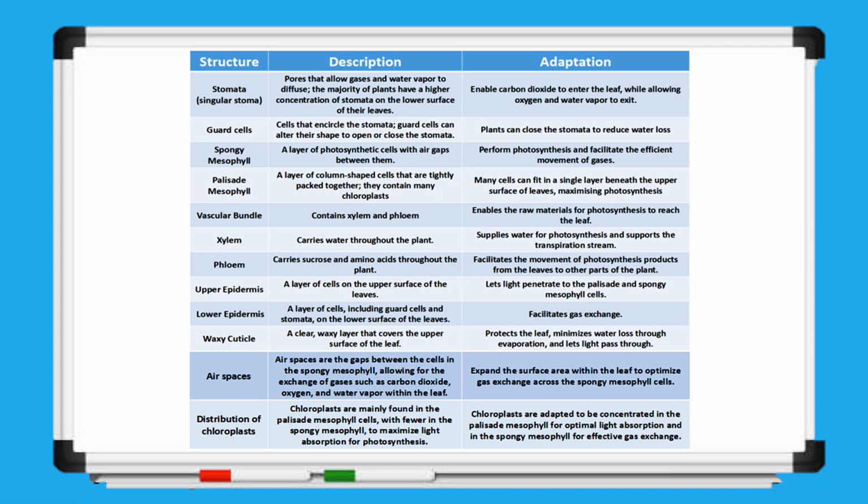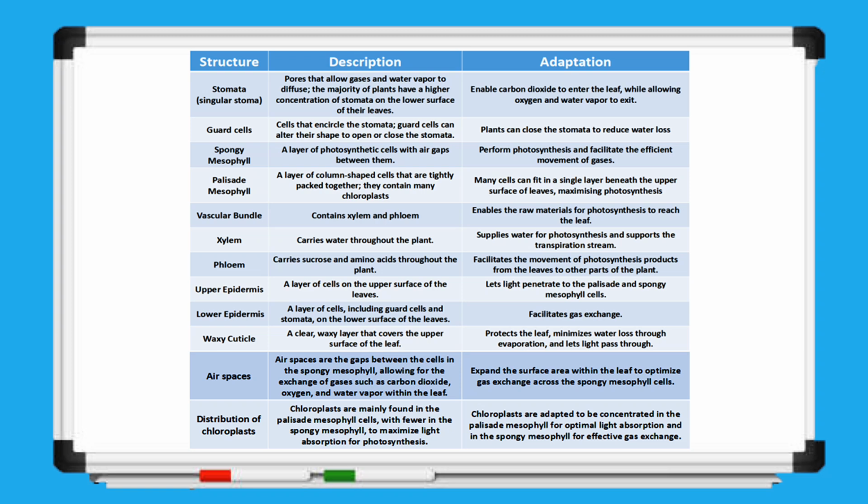To help us bring it all together, we have this summary table. It's not just for quick revision, it gives you a complete, organized view of how each part of a dicotyledonous leaf is structured, what it does, and how it's adapted to support photosynthesis and gas exchange. Let's break it down. We start with the stomata.